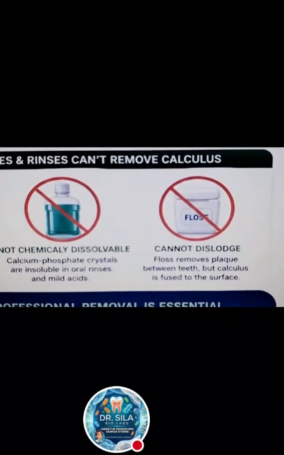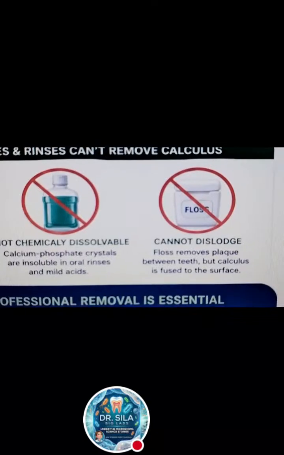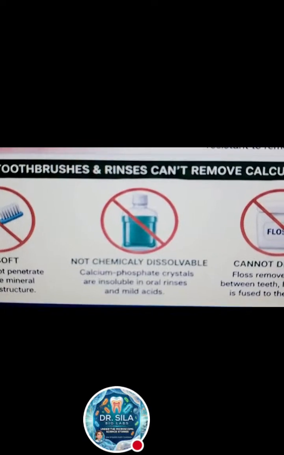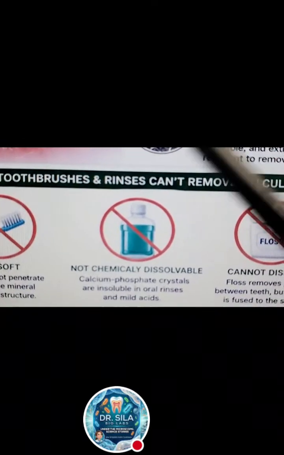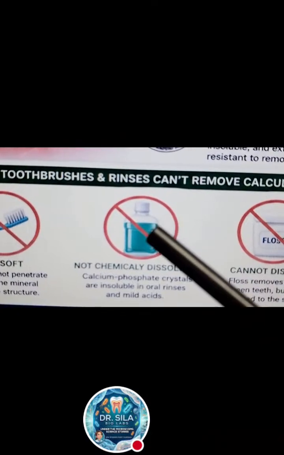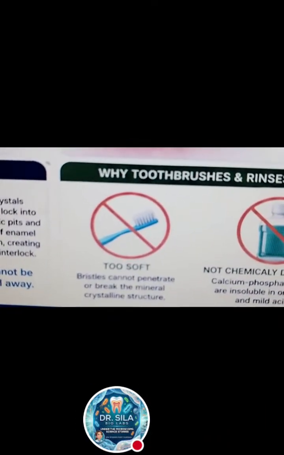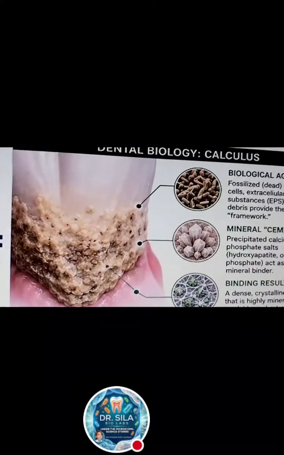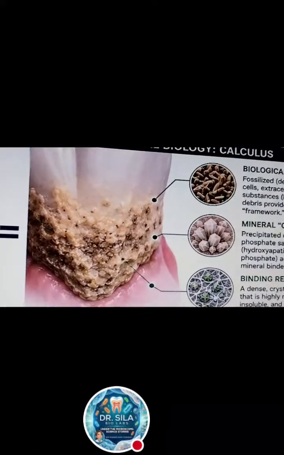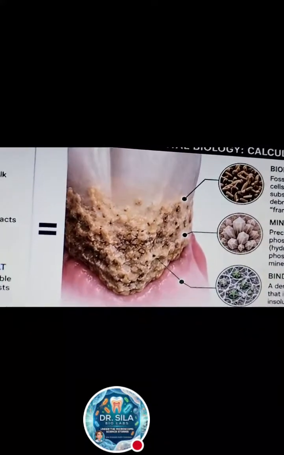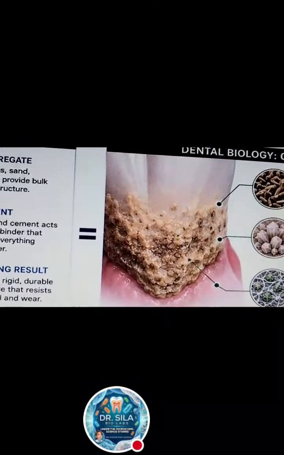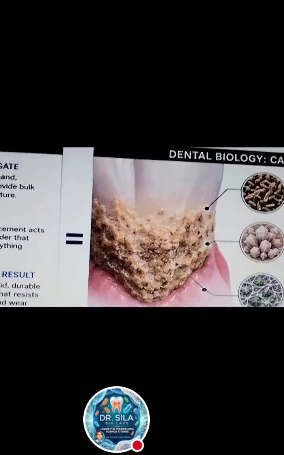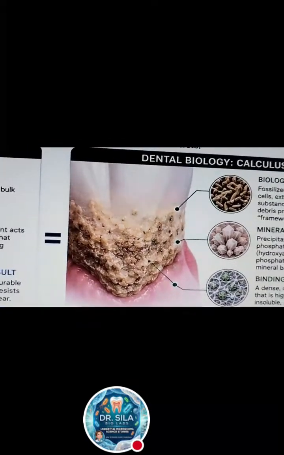Floss removes the plaque between the teeth, but calculus is fused to the surface. Chemical mouthwashes cannot remove it. Toothbrushes are too soft. Once calculus is formed, it requires professional mechanical removal with ultrasonic scalers and instruments designed to break the mineral aggregate bond. Professional removal is essential because biology built it strong and only science can remove it.